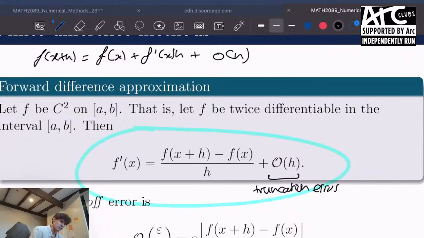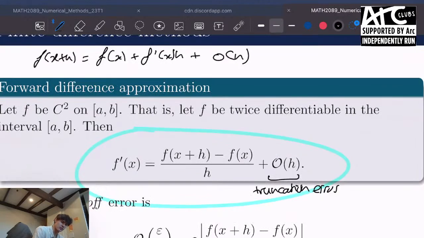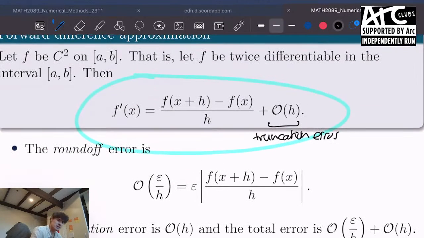Okay, and you can see that by just rearranging here, we get our forward difference approximation. And notice that this forward difference approximation is very, very similar to the definition of a derivative, just ignoring that limit as h goes to 0.